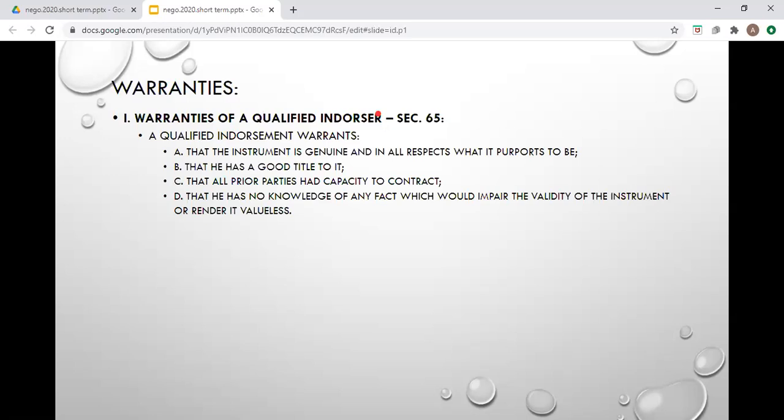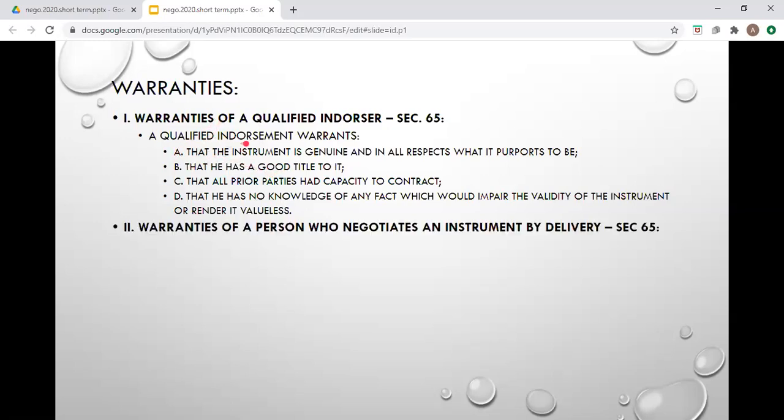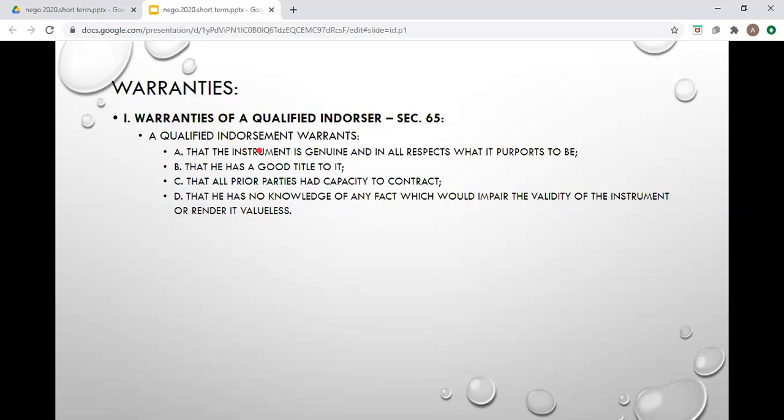Maalala nyo ba yung sinabi ko noon when we were still in qualified endorsement? That qualified endorsement limits the extent of the liability of the endorser. Diba sabi natin, the liability of the qualified endorser will attach only if there will be violation of the warranties. Ito yung mga warranties na sinasabi natin: that the instrument is genuine and in all respects what it purports to be, that there is good title to it, that all prior parties, etc. A qualified endorser is liable only if there is violation of these warranties, and only if he has personal knowledge of the fact which would impair the validity of the instrument or render it valueless.